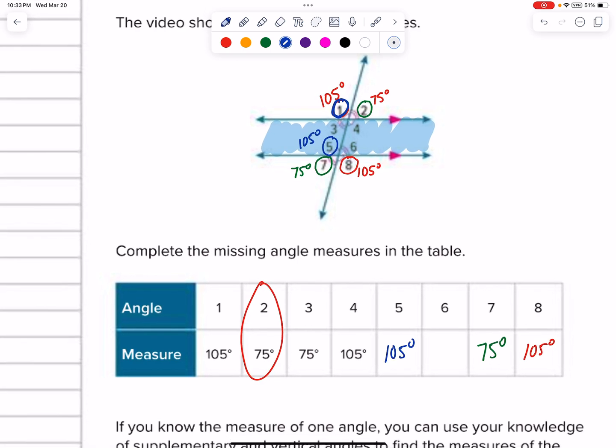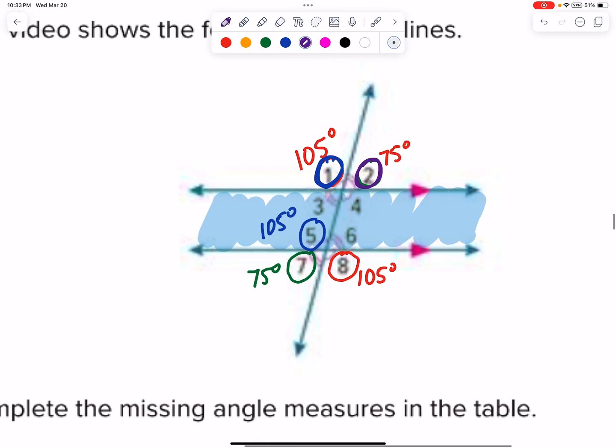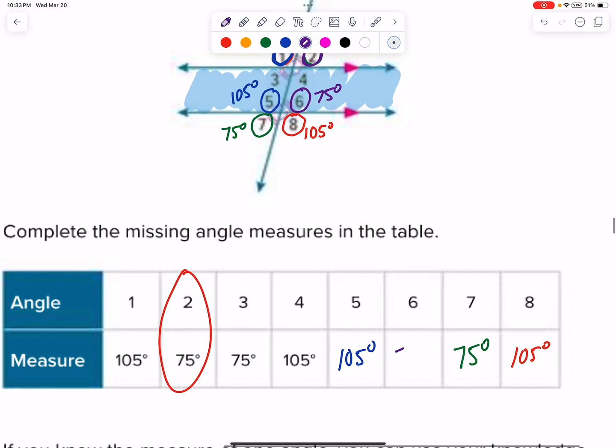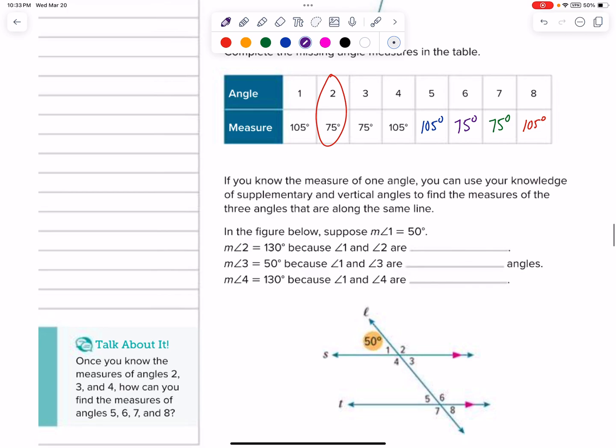And then what is 6? Well, you could look at it by looking at the supplemental angle, or if we look at number 2 here, number 2 is 75. What's the corresponding to angle 2? Number 6 is the corresponding. It's in the same position, so we know that this is 75 degrees as well. So you can see it's really neat to be able to move things around and figure all that out.